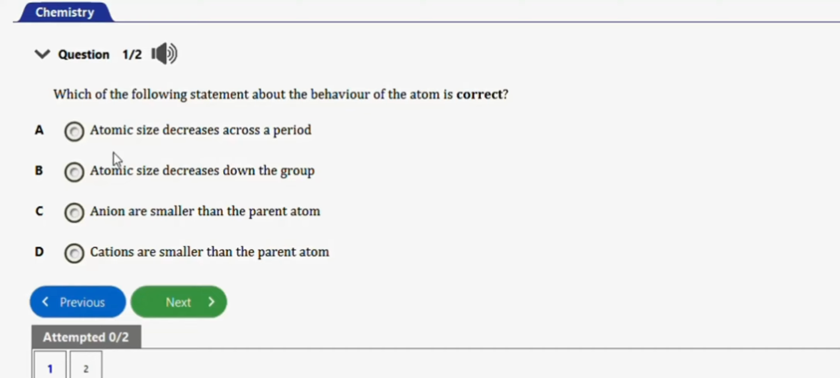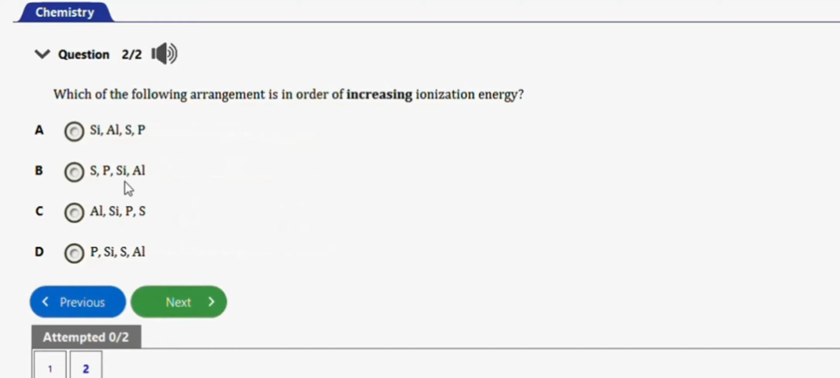Very important, take note of this particular question. Atomic size decreases across the period. Alright, so that's about this question. The next question with this one, it says, which of the following arrangement is in order of increasing ionization energy? Okay, so we are looking at order of increasing ionization energy.